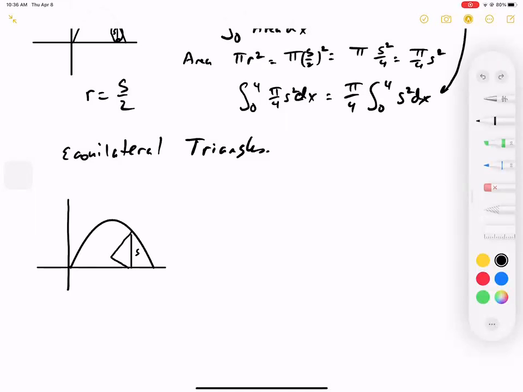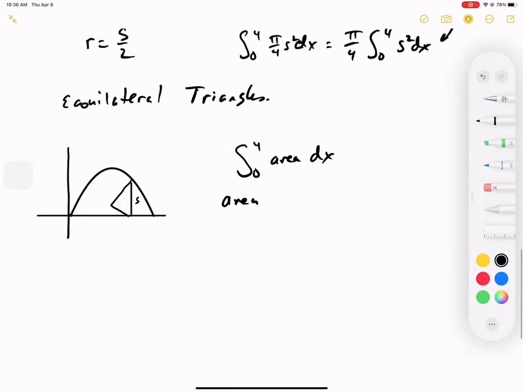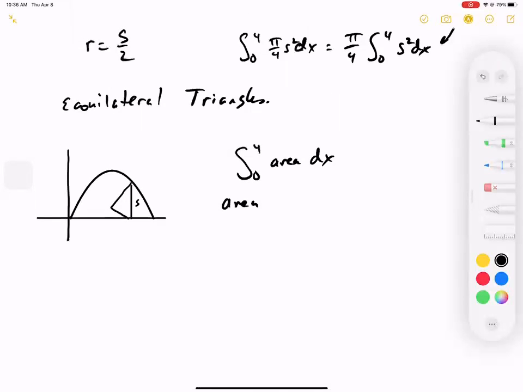Now, do you know the area of an equilateral triangle? Because it's the integral from 0 to 4 of area dx, right? And we have to somehow find that area. What is the area of an equilateral triangle? Now, I'm going to tell you guys what the area of a triangle is. Area of a triangle, remember, is 1/2 base times height.